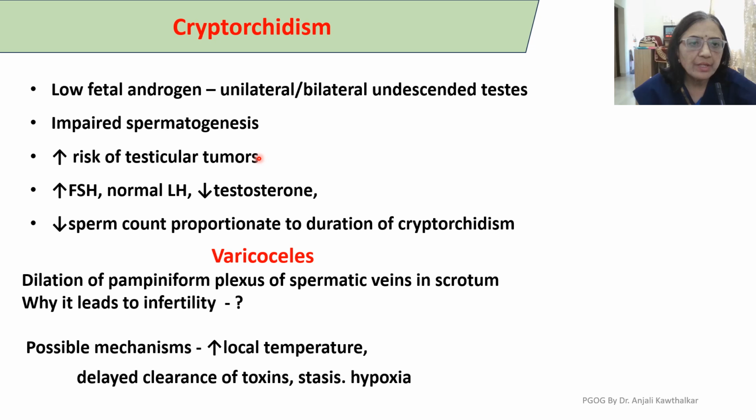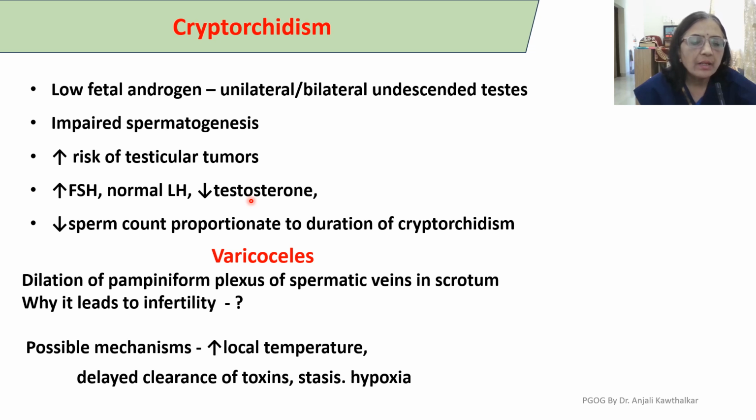So these are the two effects of this undescended testis: spermatogenesis is impaired and there is an increased risk of testicular tumors, especially malignancies. The risk is very high. Here there is a raised FSH but normal LH and low testosterone.